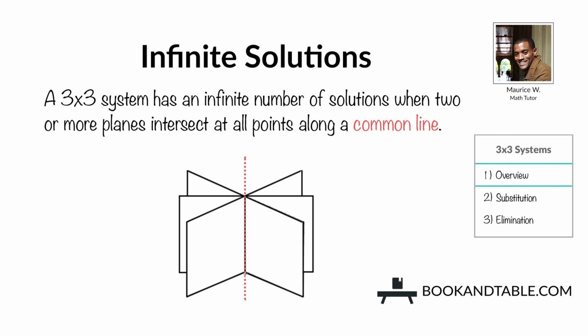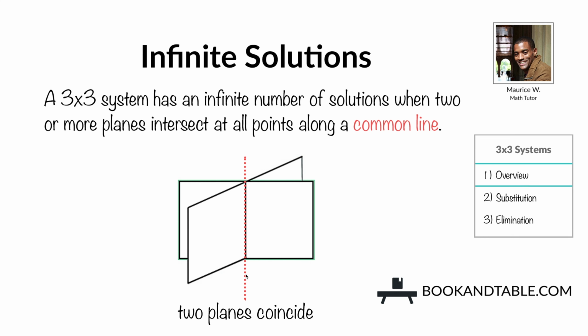And there are several other scenarios that can produce an infinite number of solutions, such as two planes coinciding with each other. So they're the same plane. So here we have two planes that are the same, and they're intersecting another plane. Again, all of these planes are positioned the same way. So when they intersect, you have an infinite number of solutions.